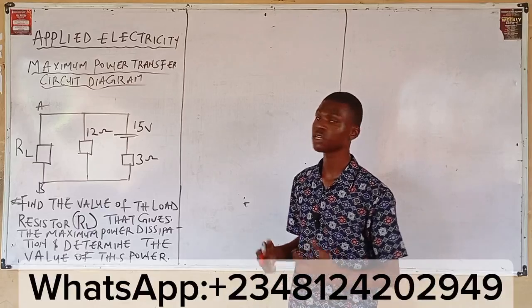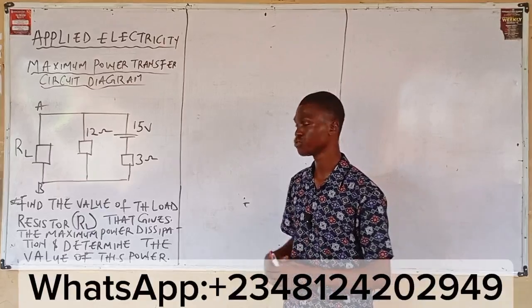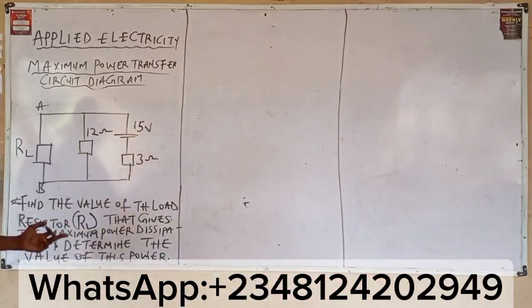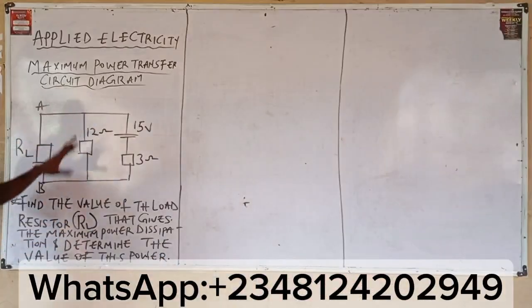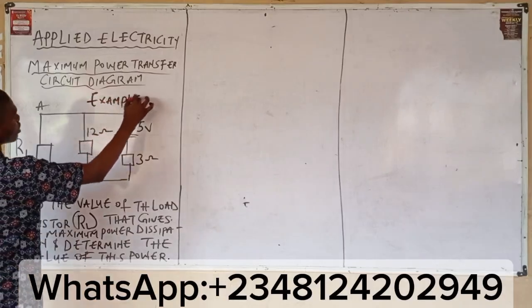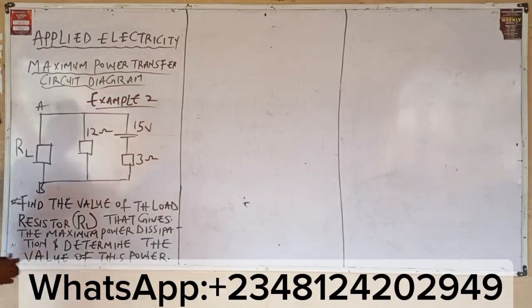Alright, from here, still on maximum power transfer, example 2, our next example. The question says to find the value of the load resistor. You are given this circuit. This is our example 2. Given this circuit, find the value of the load resistor, meaning RL, that gives the maximum power dissipated, and determine the value of this power.